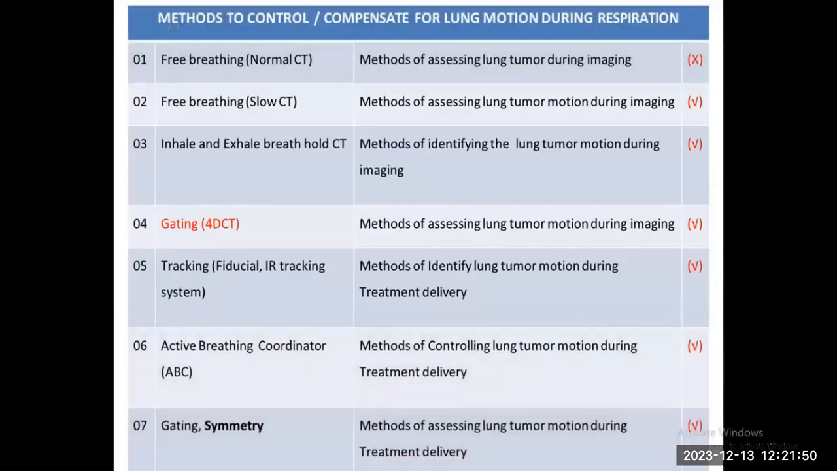But if you want to use the same CT for the same purpose, then you can, but there are two ways. One way is you can use the slow CT. You will increase your timing.